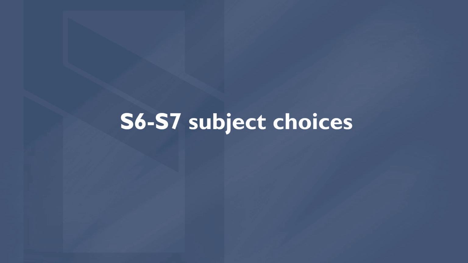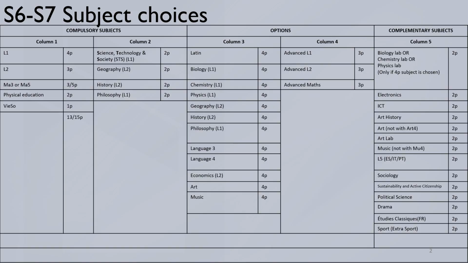This presentation explains what kind of subject choices you can make for the years S6 to S7 in the European school system. The subjects are divided into 5 different categories, which are shown in the columns. In column 1, you will find the compulsory subjects that every student must study. These include Language 1, Language 2, Mathematics, either 3 or 5 periods, Physical Education, and Life and Society.